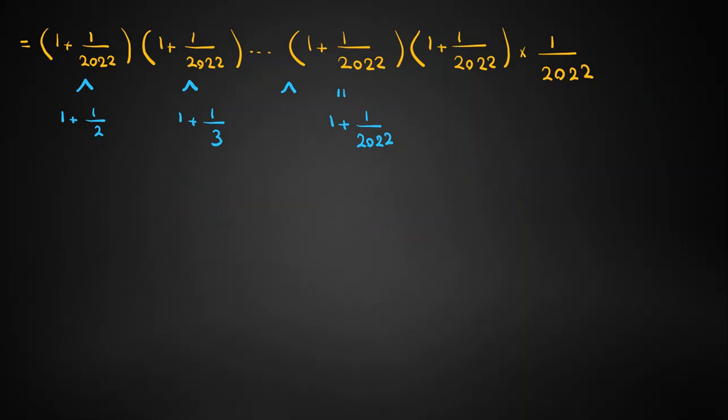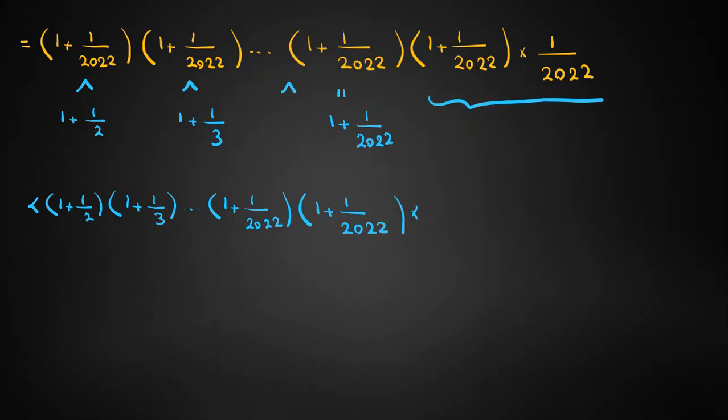So we know that this part, because they are smaller than this, is smaller than 1 plus 1 over 2 times 1 plus 1 over 3 up to 1 plus 1 over 2022. These are all things we had here. Now we should focus on this part, 1 plus 1 over 2022. We write this part times 1 over 2022. We want to see whether this part is less than 1 or not.